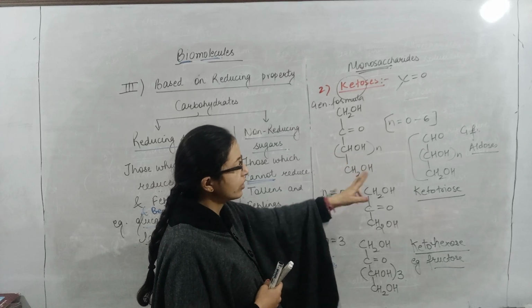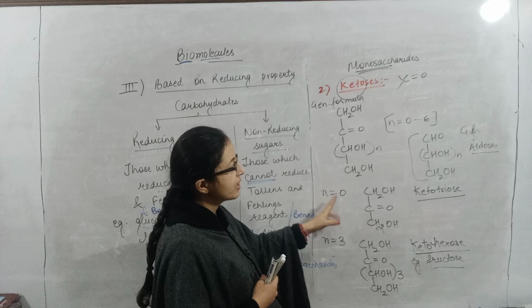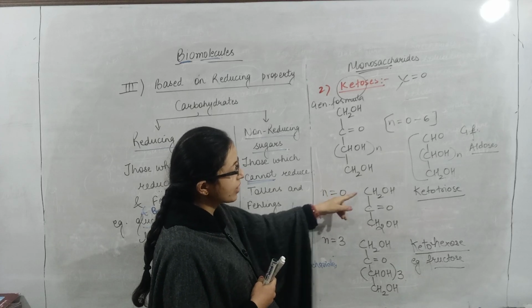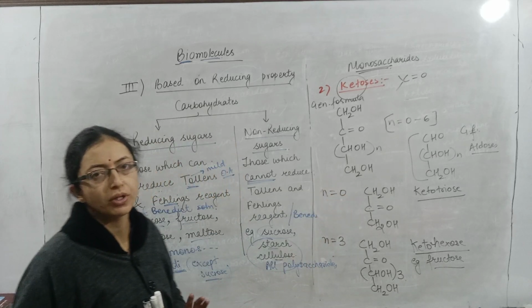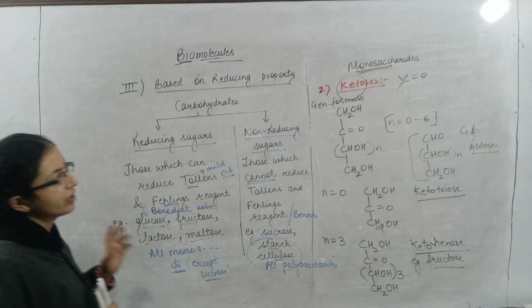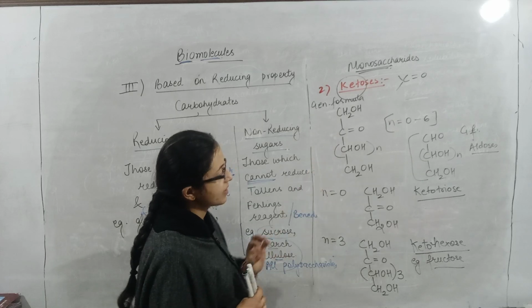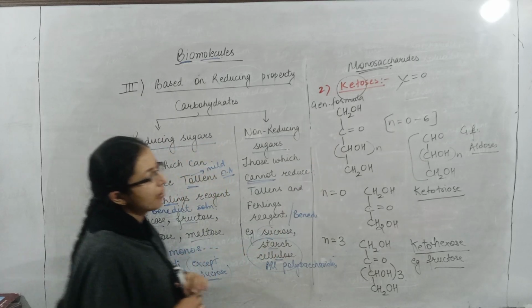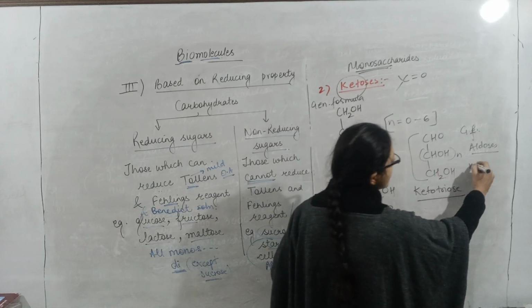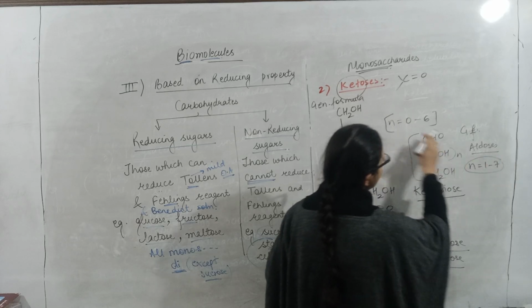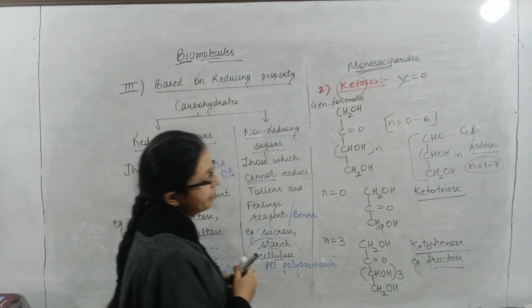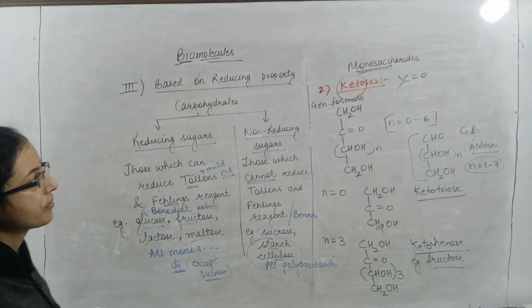ठीक है, so both the aldoses and ketoses have the simplest. जो एल्डोजेस एंड कीटोस है उसमें मिनिमम 3 कार्बन्स should be there. So if the aldehyde group is there, aldoses. If the ketonic group is there, ketoses. यहाँ पर n का वैल्यू याद रखना है, 1 to 7 रहता है, और यहाँ पर 0 to 6. Just go through.